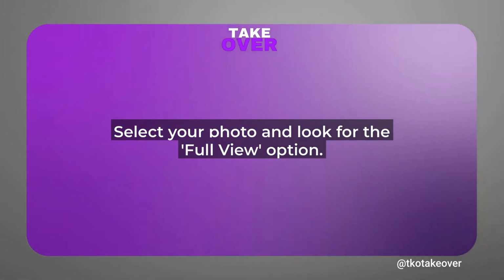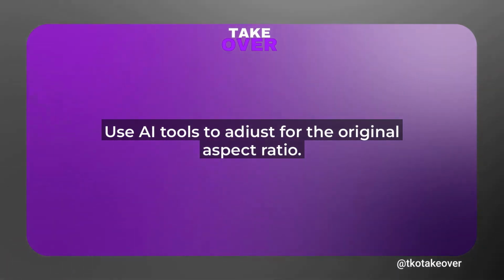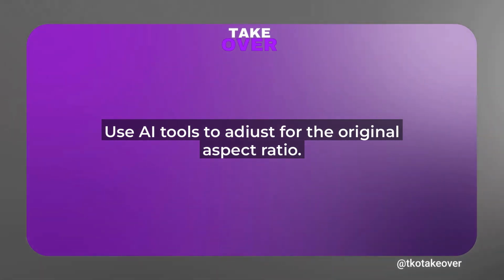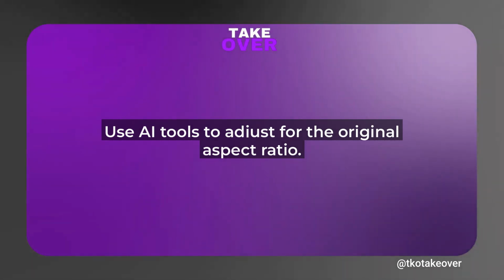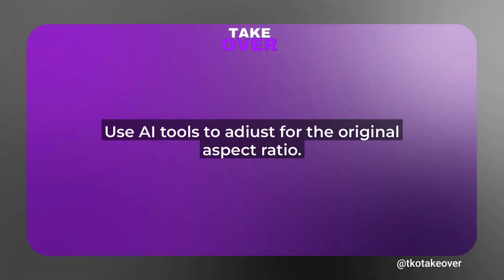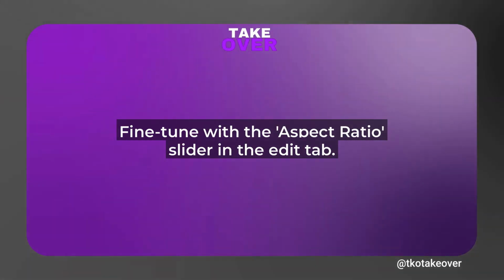Select your photo from your gallery. Now, here's the key step. Before you hit next, look for the full view option in the editing tools. It's a new feature in 2025 that uses AI to detect and adjust your image so it fits perfectly without cropping. Tap it, and Instagram will automatically suggest the best fit. Swipe through the previews to see how it looks.